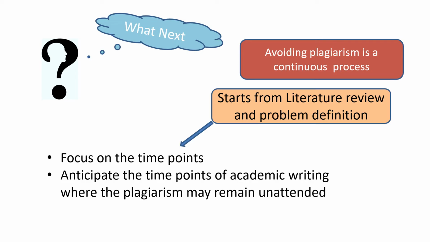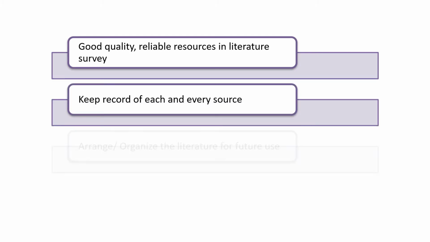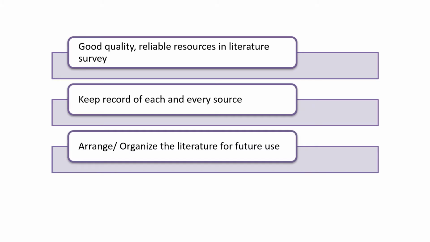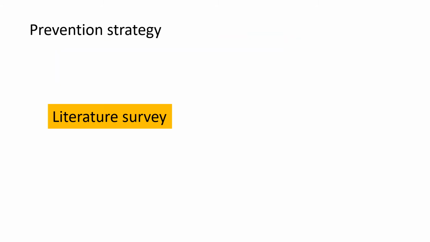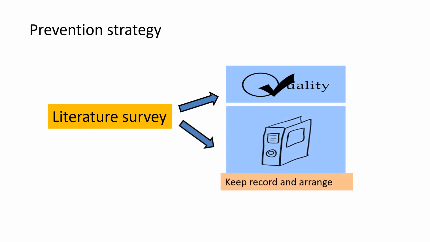So what are the prevention strategies? Refer to good quality, reliable resources in literature survey. Keep a record of each and every resource. Arrange and organize the literature for future use. Now let's see them one by one. Refer to good quality and reliable sources in literature survey.